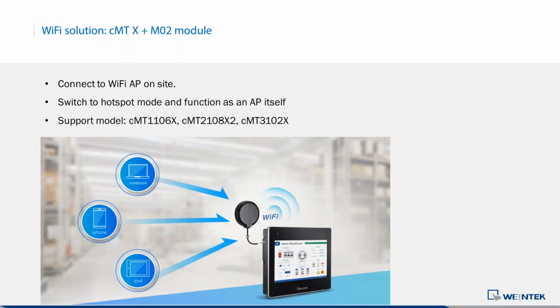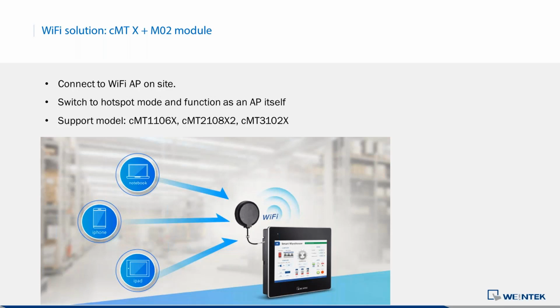And for our cMTX, there's also a Wi-Fi solution here, which is cMTX plus our M02 module here, right? With this M02 module, you can connect to a Wi-Fi AP. If you have a Wi-Fi AP on site, you can use the M02 module to connect with it. All right, but if there is no Wi-Fi on site, for example, in a closed environment where you don't want any internet here, our M02 module can also switch to a Wi-Fi hotspot mode.